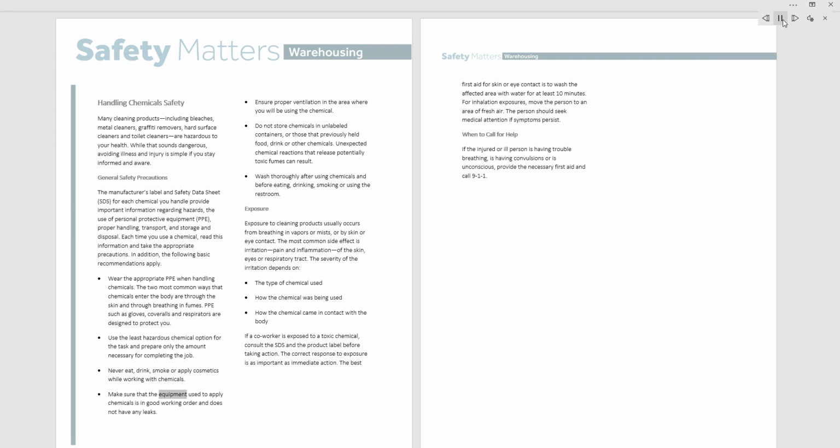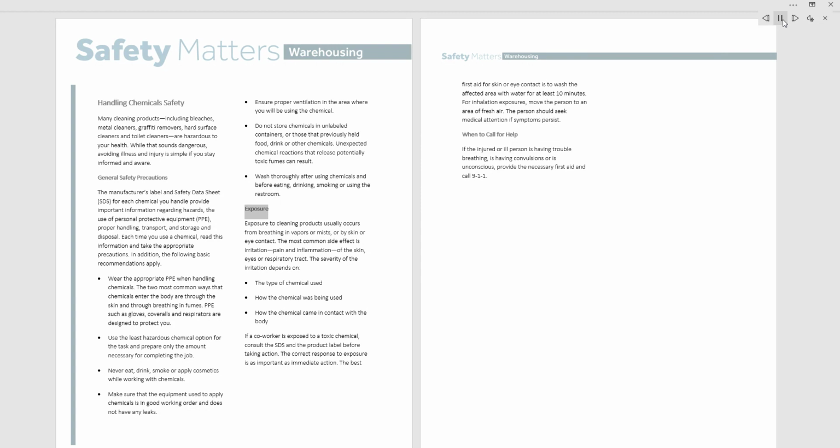Make sure that the equipment used to apply chemicals is in good working order and does not have any leaks. Ensure proper ventilation in the area where you will be using the chemical. Do not store chemicals in unlabeled containers or those that previously held food, drink, or other chemicals. Unexpected chemical reactions that release potentially toxic fumes can result. Wash thoroughly after using chemicals and before eating, drinking, smoking, or using the restroom.